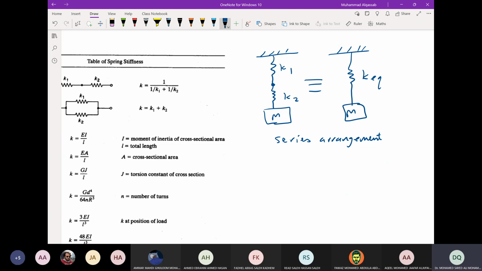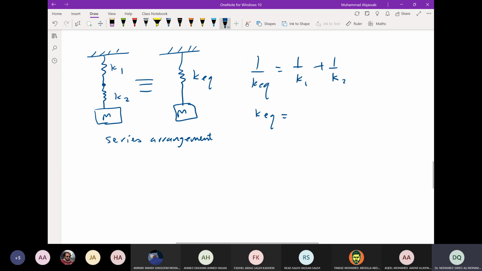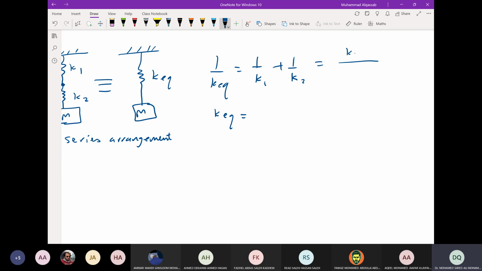We know that the force in each spring is the same, but displacement is different. So that you can have 1 over K equivalent equal to 1 over K1 plus 1 over K2. Or K equivalent equal to, when you add those two, K1 plus K2 divided by K1 K2, or you get K equivalent equal to K1 K2 divided by K1 plus K2.